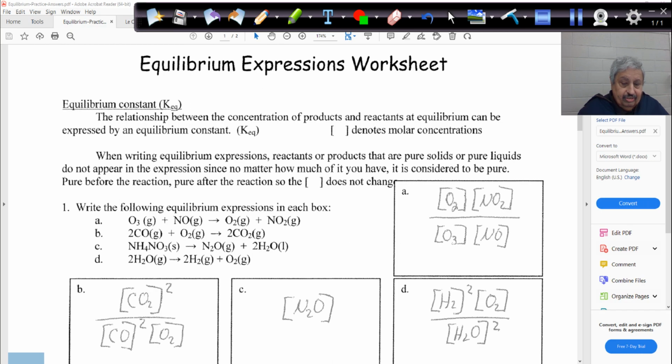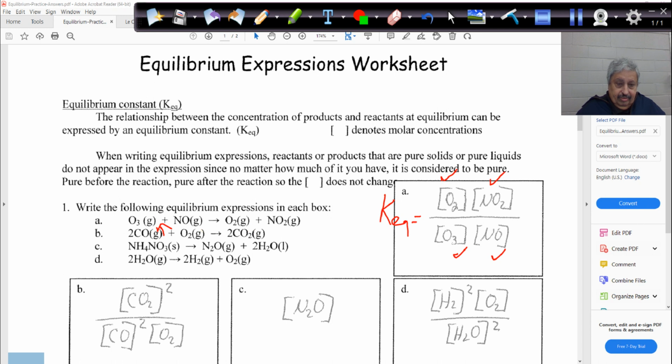So the first one here, the main thing is you look at the subscript, if they are gas or aqueous. Gas, gas, gas. So you have to consider all of those. And this is A here. So it will be products over the reactants. You have oxygen and NO2, those are the products, over the reactants, ozone and nitrogen monoxide. So this is K equilibrium.